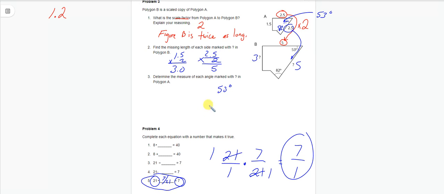So there's some help with problem 3 and problem 4. The others, I think they're pretty straightforward. You should be able to figure those out.